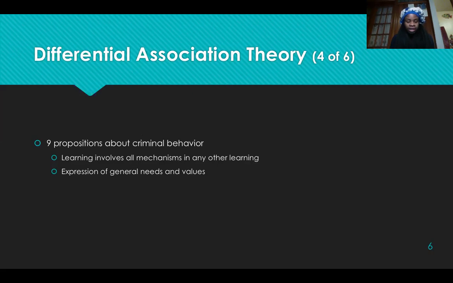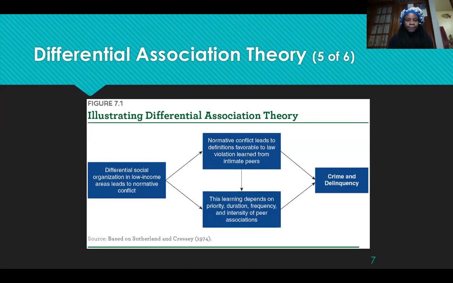in any other learning. And then the final proposition was that while criminal behavior is an expression of general needs and values, it is not explained by those needs and values, since non-criminal behavior is an expression of the same needs and values. So let's evaluate differential association theory. But before we get to that, here is a figure illustrating differential association theory.